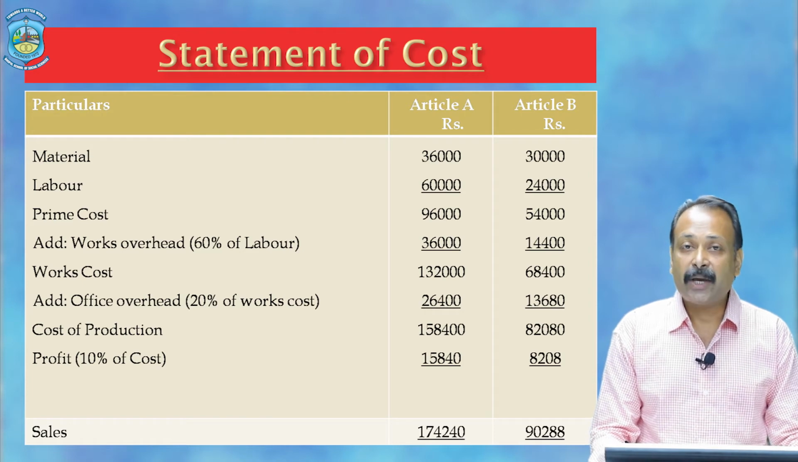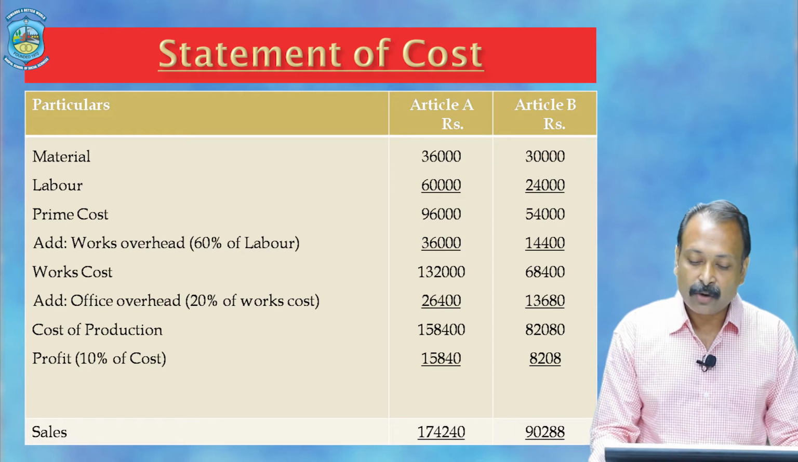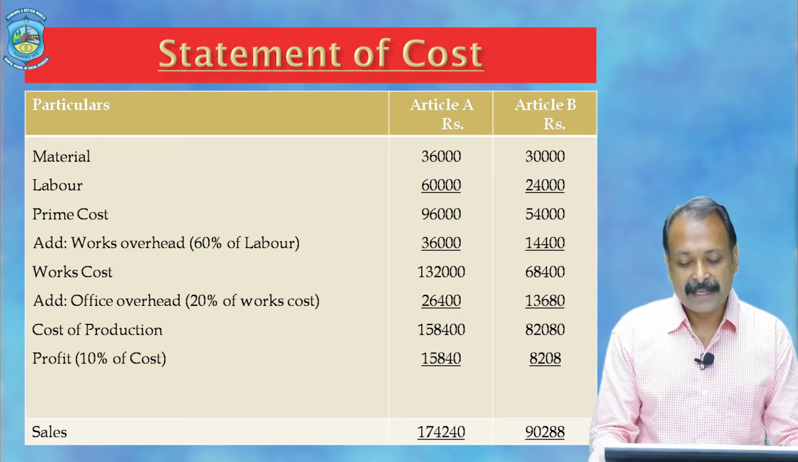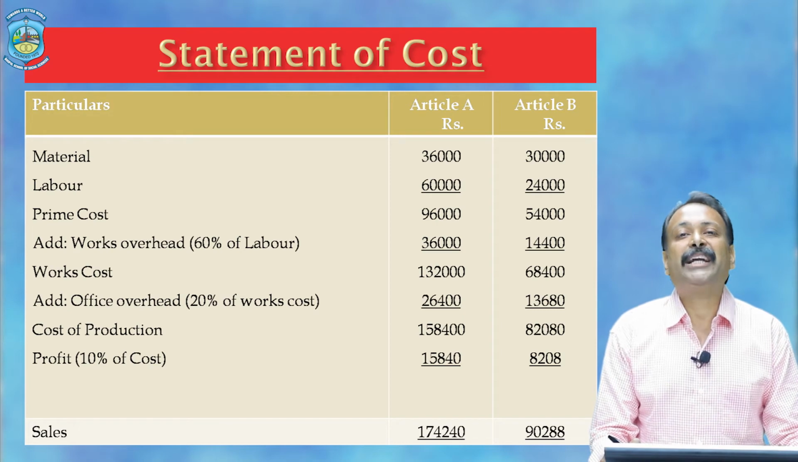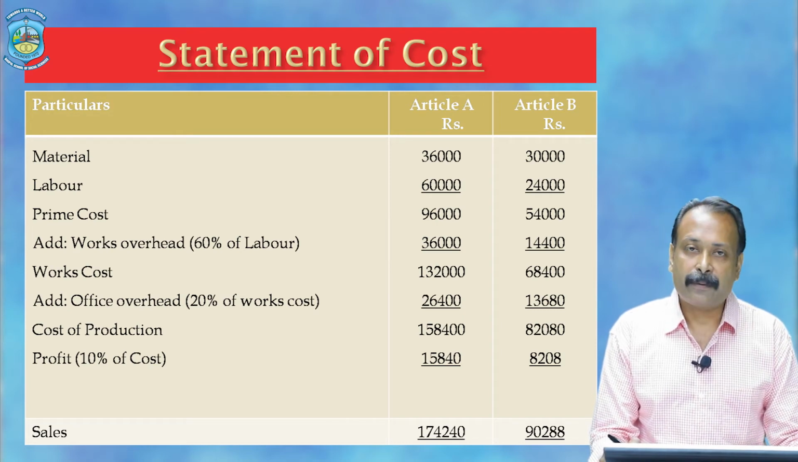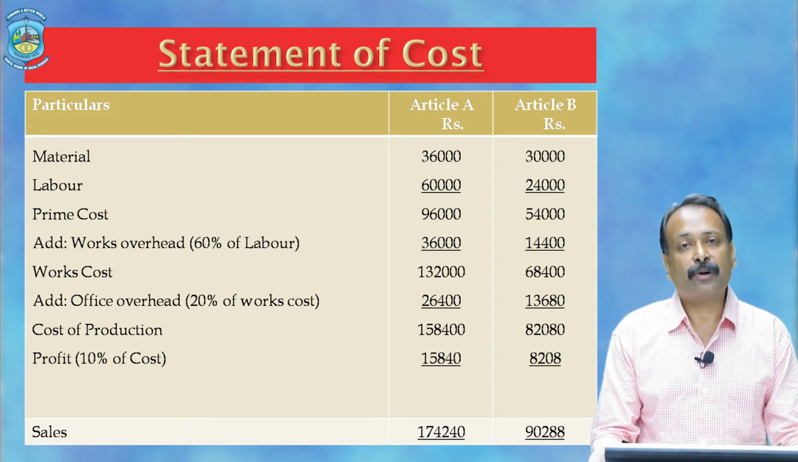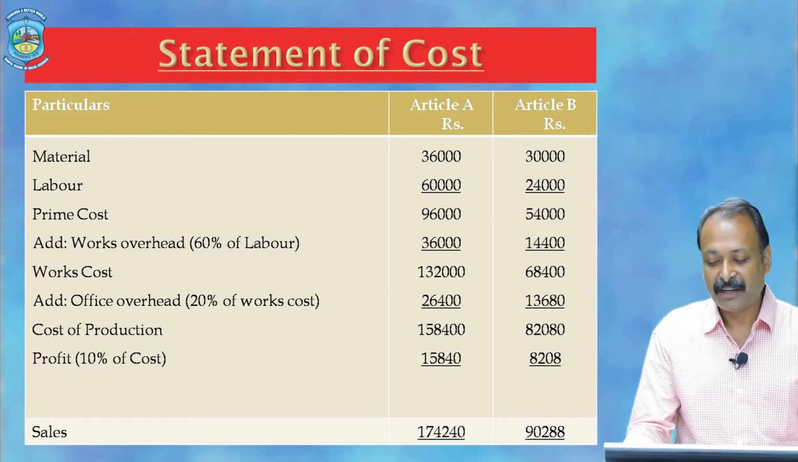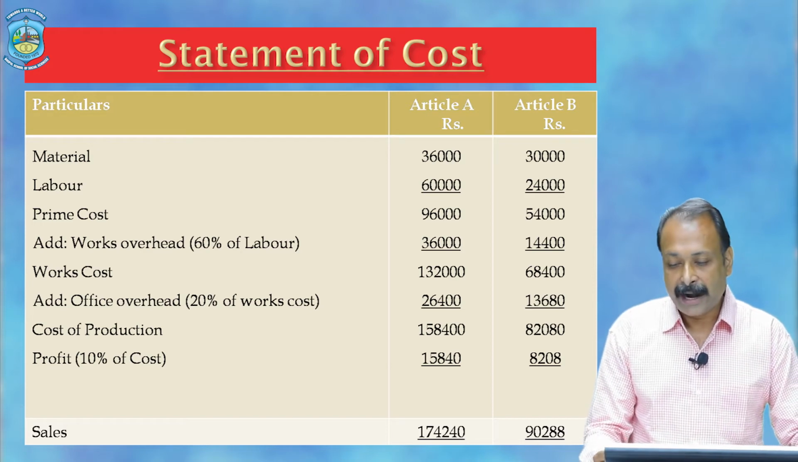Next in the question it is given we have to add 10% for profit, 10% on cost. So our cost is 1,58,400 for article A and 82,080 for article B. We add 10% on it. So 10% is 15,840 for article A and 8,208 for article B. We all know that cost price plus profit is equal to sale price. So we add cost plus profit to know the selling price. The selling price for article A is 1,74,240 and for article B is 90,288 rupees.